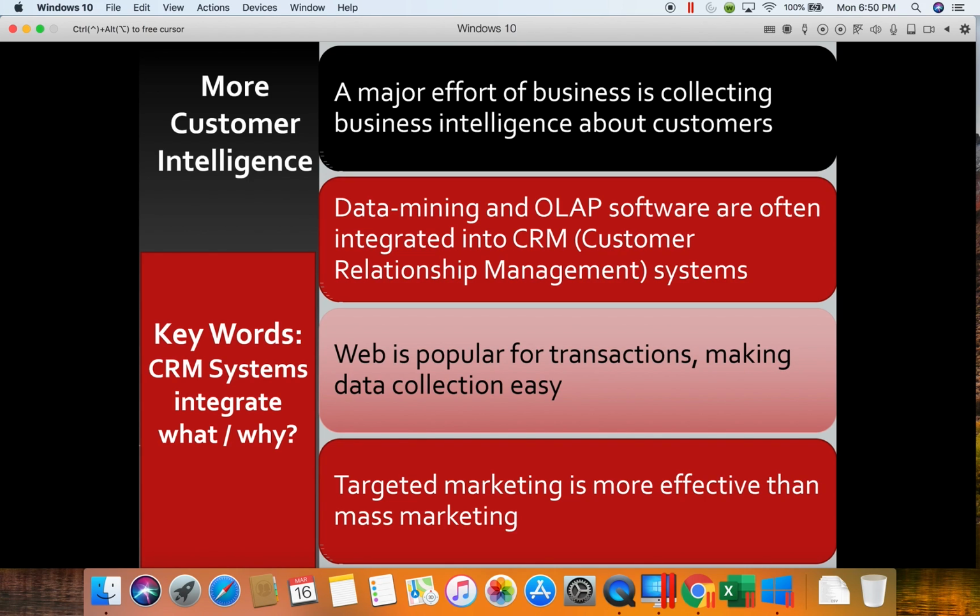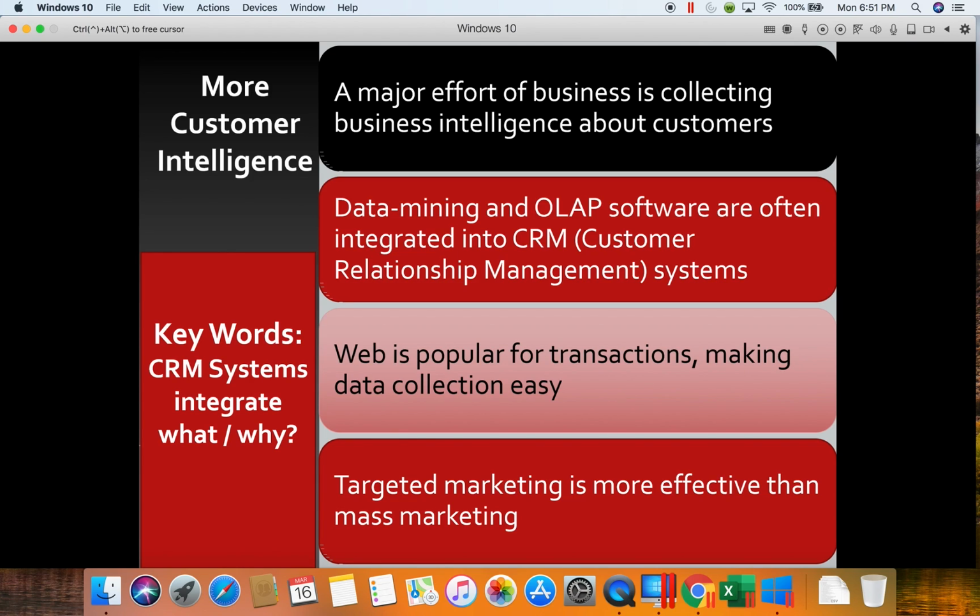More customer intelligence. Why do companies want to integrate their CRM systems with the OLAP or the data mining tools that they are using? There's a major effort in almost every business to collect a lot of data about their customers, to learn who their customers are and why they are their customers. Both data mining and OLAP software are often integrated into our CRM systems so that we can better analyze those relationships.